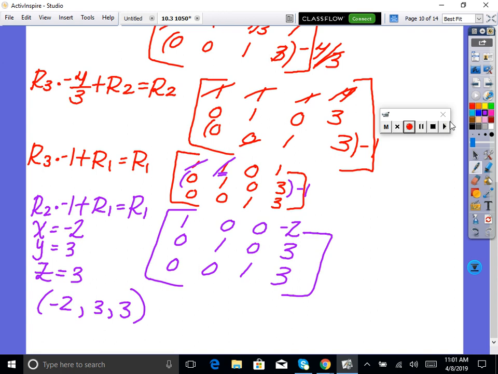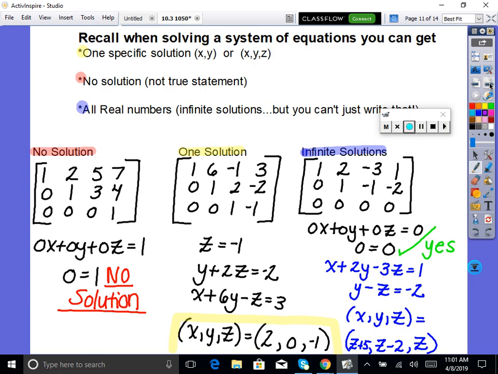Now here is the last little piece. What happens when we get, remember, we're just solving a system of equations, which means there can be no solution and there can be infinite solutions. So let's talk about that. There are the 3 types of solutions we're going to see.